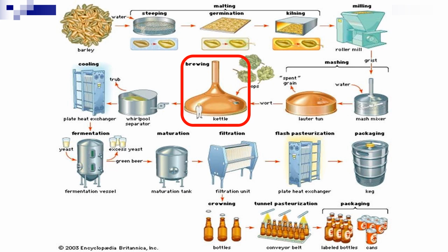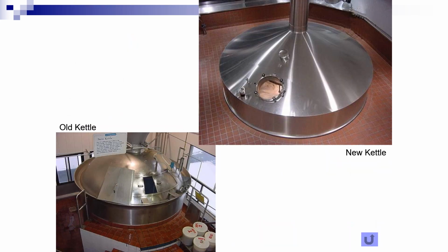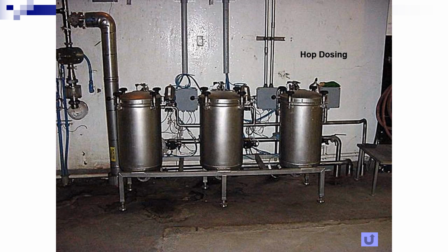Okay, this is the kettle, the brewing kettle, where the wort is mixed with hops and boiled together. These are all kettles and new kettles. This is a hop dosing machine, where the machine adds the hops to the kettles automatically.